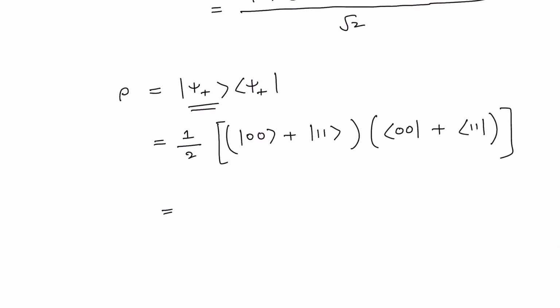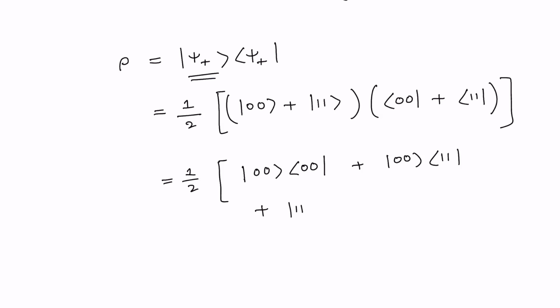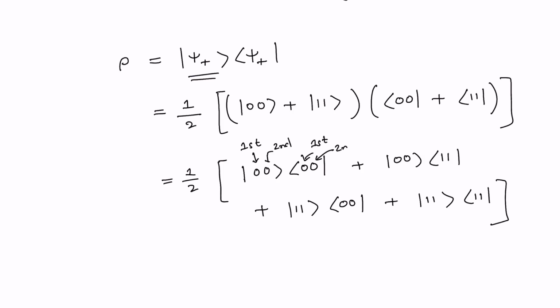If I open it up, then I am going to have 1 half, I have ket 0 0 bra 0 0, ket 0 0 bra 1 1, plus ket 1 1 bra 0 0, it's very easy to follow these calculations, and ket 1 1 bra 1 1. Now here again, remember that the first element represents the first qubit, the second one represents the second system or the second qubit, and so on.